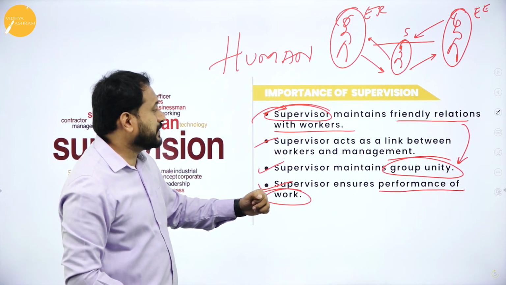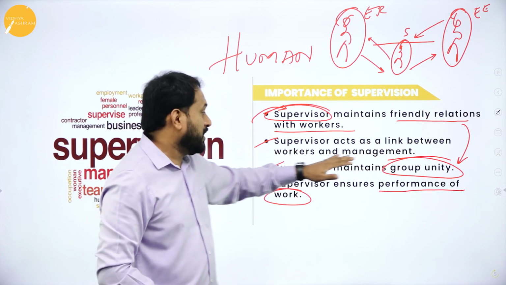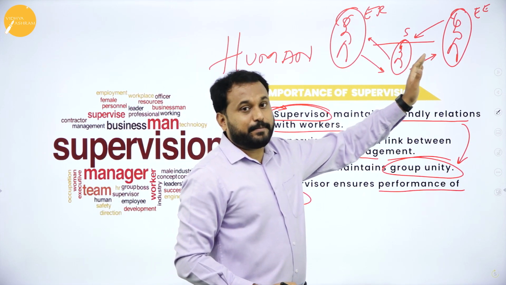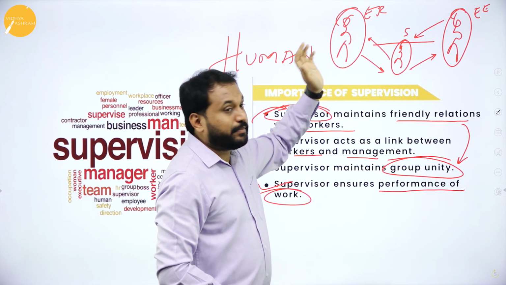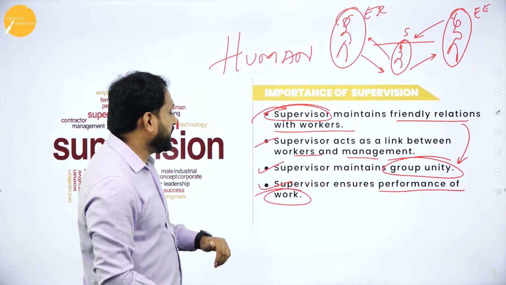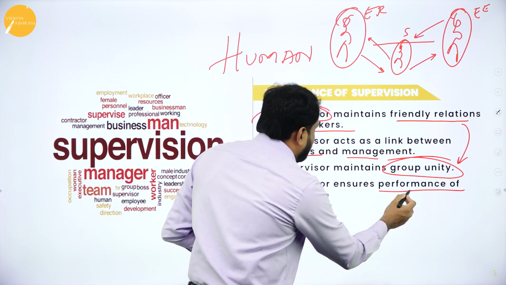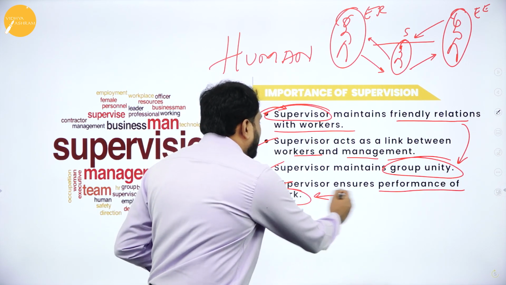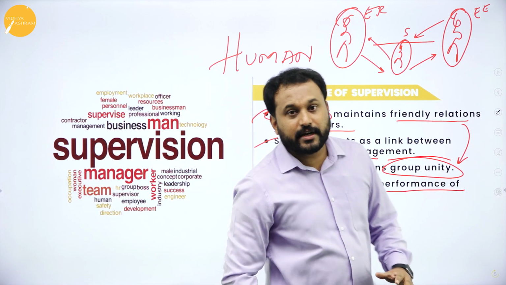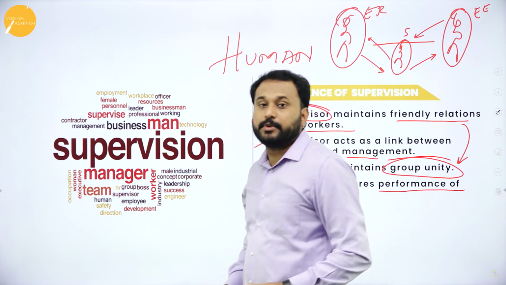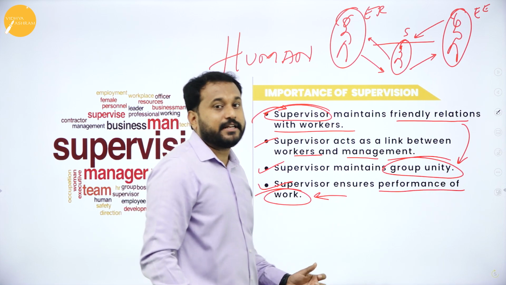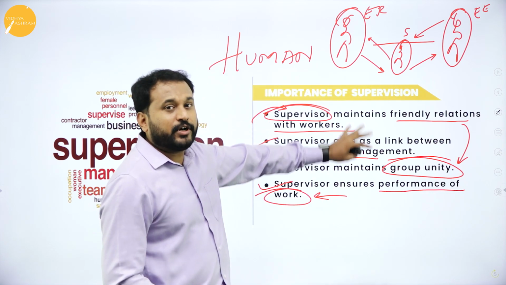And next, he is a link between workers and the management. That means the workers, in the sense the employees, and the management, in the sense the employer. He will be the bridge between them. And the next one is the supervisor ensures performance of work. That means whatever work is to be done, whose responsibility is it to get it done? It is the supervisor's responsibility to get it done by the workers. So these are the importance of supervision.